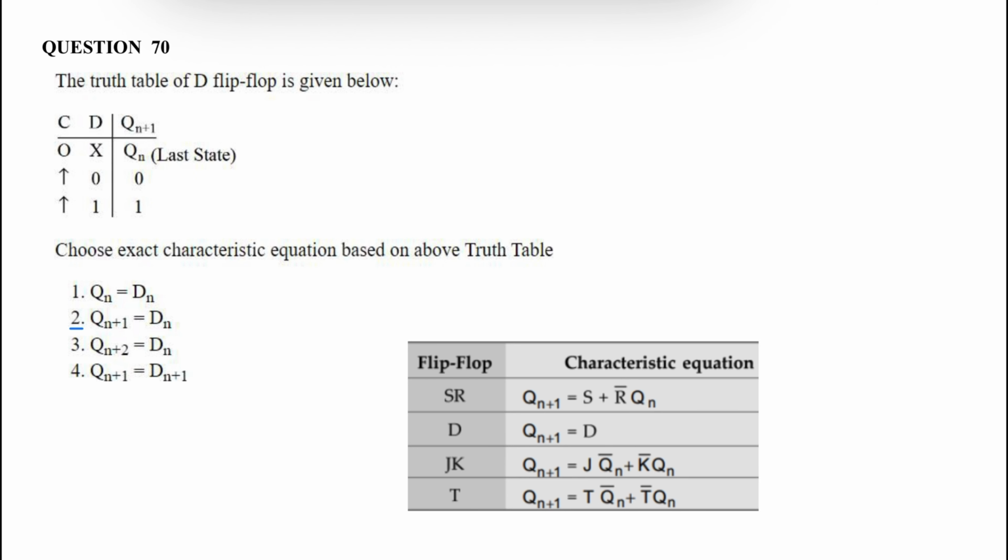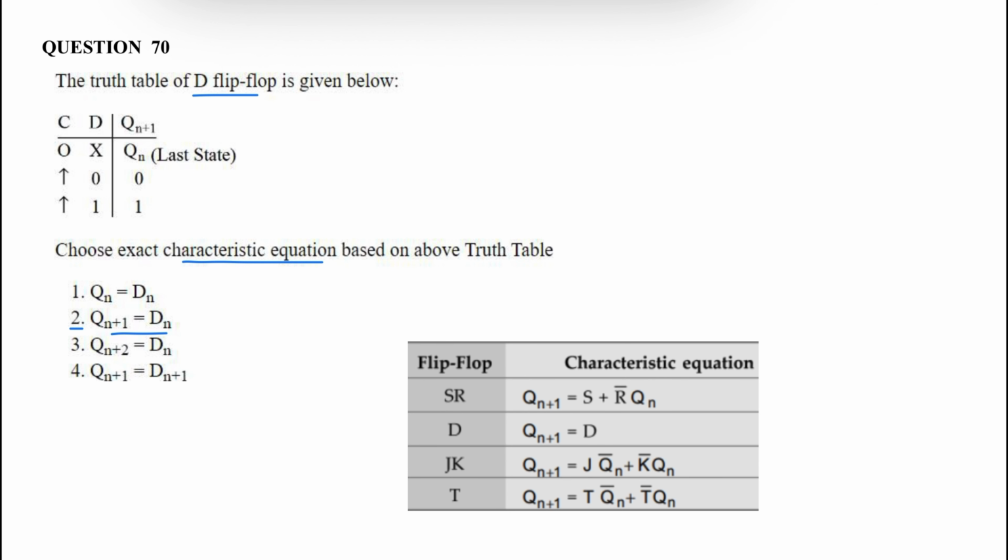Question number 70. The truth table of a D flip flop is given below. Choose the exact characteristic equation based on the above truth table. If a clock pulse is given, for input 0, output is 0. If input is 1, output is 1. So Qn plus 1 is the same as the input D. So the characteristic equation is Qn plus 1 is equal to Dn. Correct answer option 2.